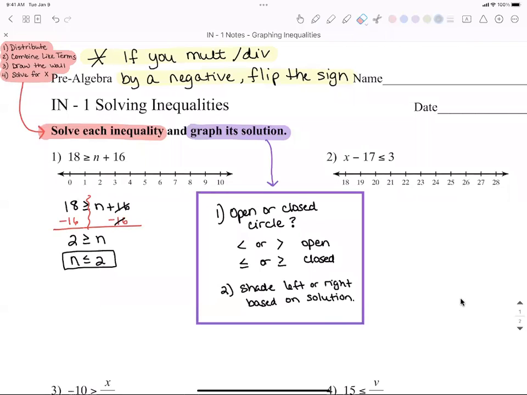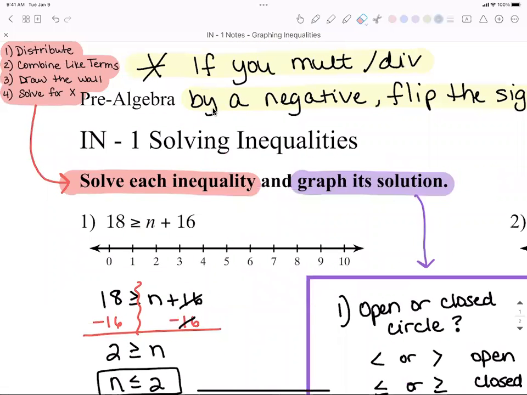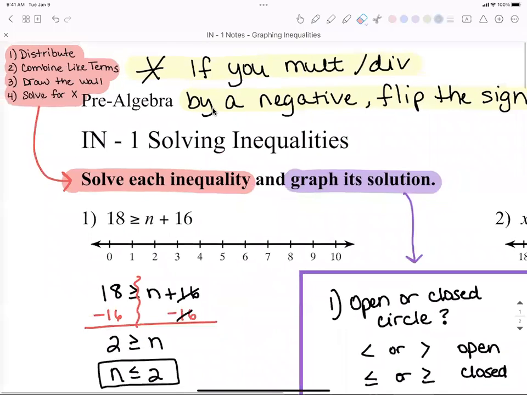Okay, so today we are doing the graphing part of the assignment. Yesterday we did what was highlighted in red, which was we solved each inequality. Today we're going to do what's highlighted in purple, which is we're going to graph the solution. Okay, so we got some solution. Now today we're going to come back and graph it.